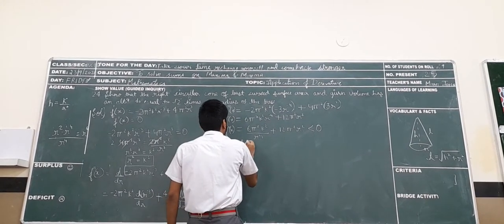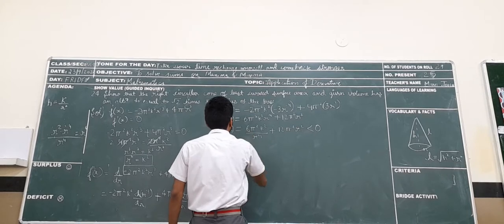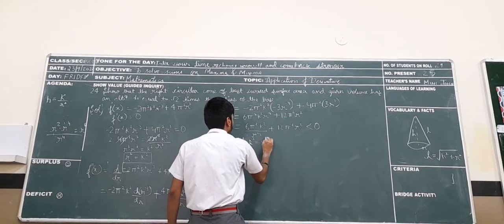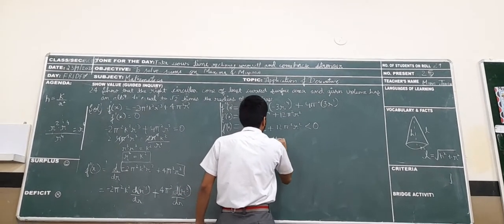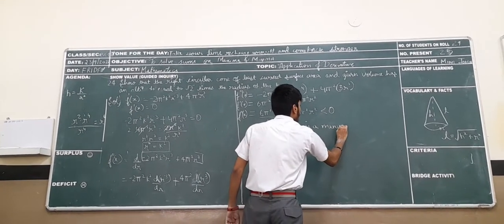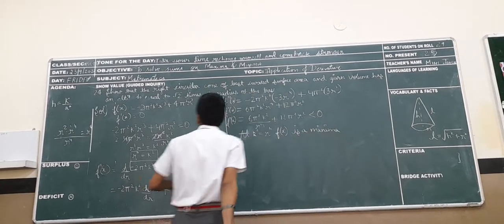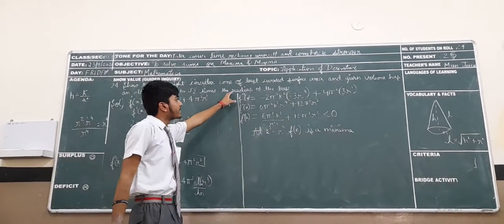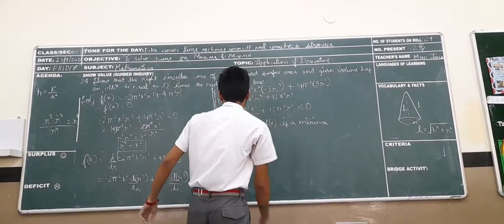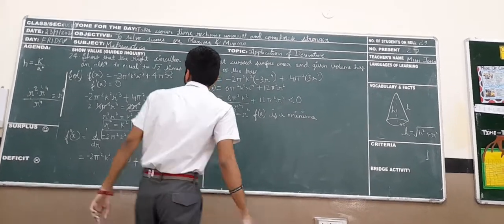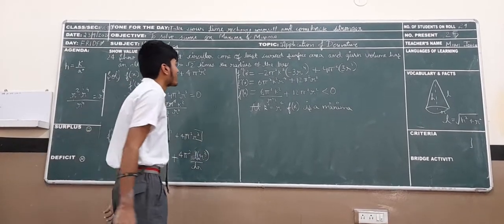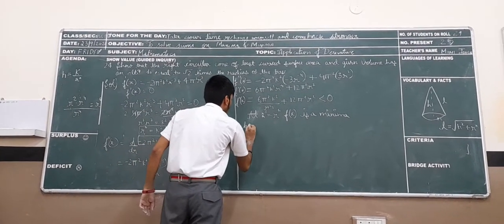Therefore, f of x at k square is equal to r to the power of 6 is a minimum. This only we have to show in the first part of the question, that the right circular cone has least surface area, and we have shown that it is a minimum function. Now the second part of the question is that altitude is equal to root 2 times the radius of the base. So altitude is nothing but height.